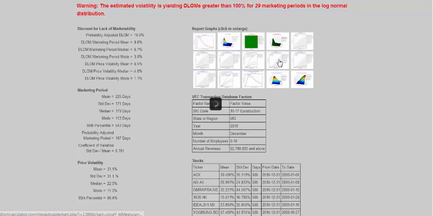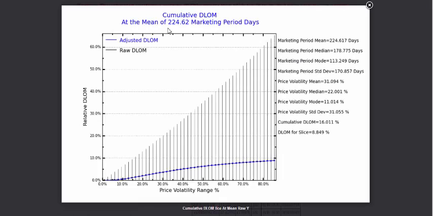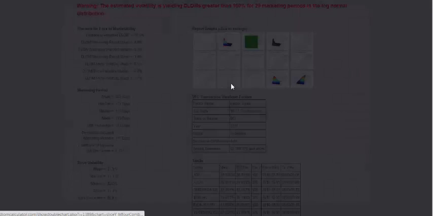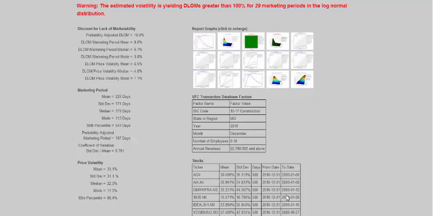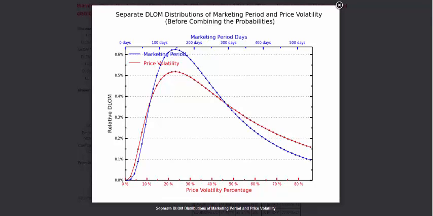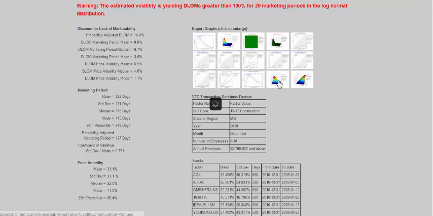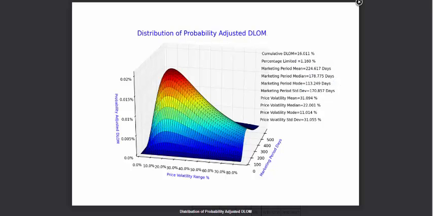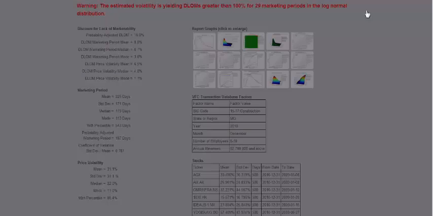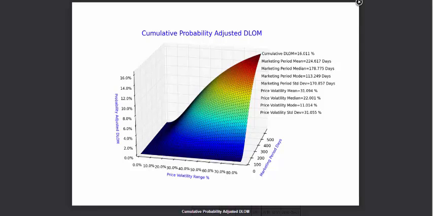The next set of four graphs are similar to what we just saw, but instead of being measured at the mean, median, and mode of price volatility, it's measured at the mean, median, and mode of marketing period days. And again, there is a comparison of cumulative DLOM. The next graph presents a probability distribution of DLOM calculated separately for price volatility and marketing period. The 14th graph is a 3D image of the distribution of probability-adjusted DLOM. And the 15th graph is a 3D image of the cumulative buildup of probability-adjusted DLOM.